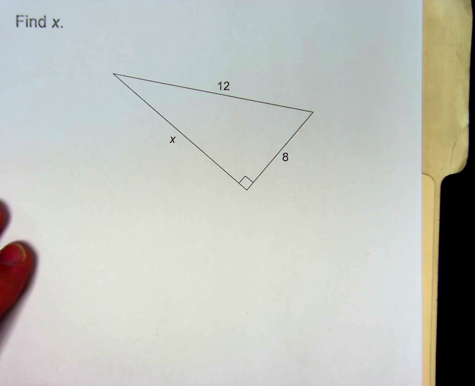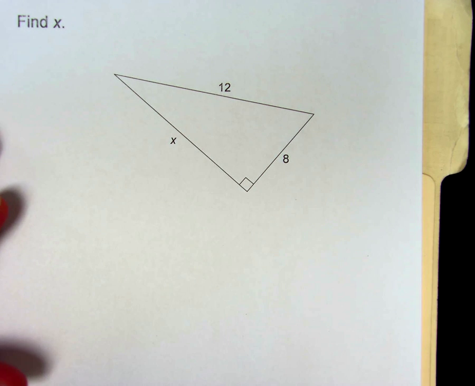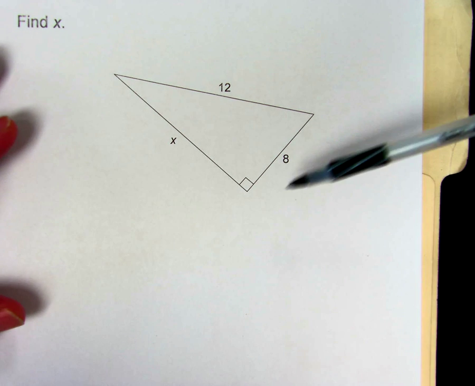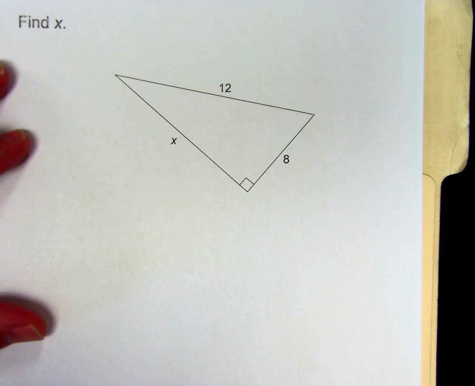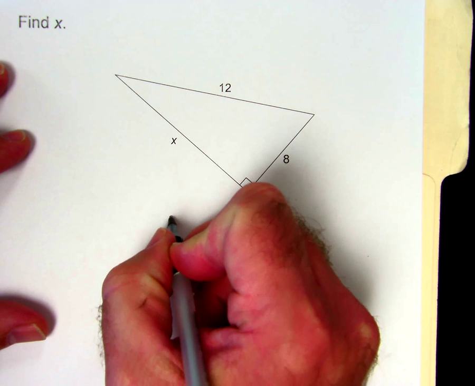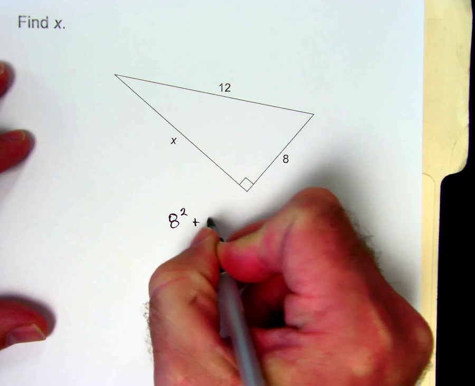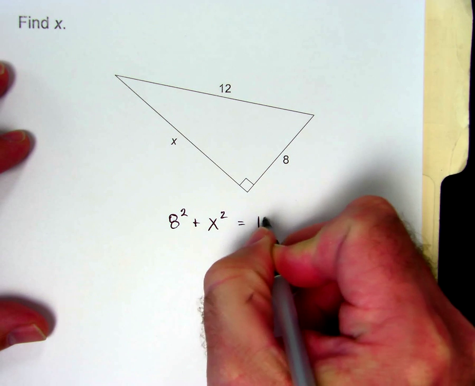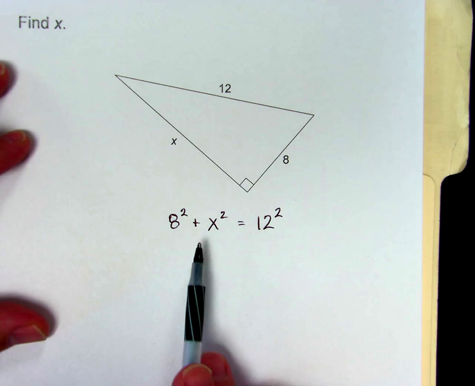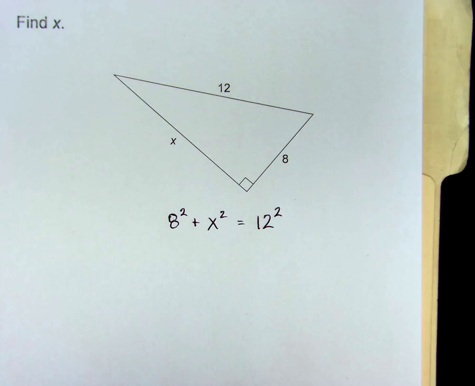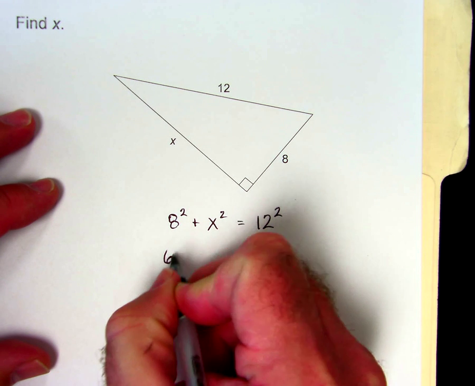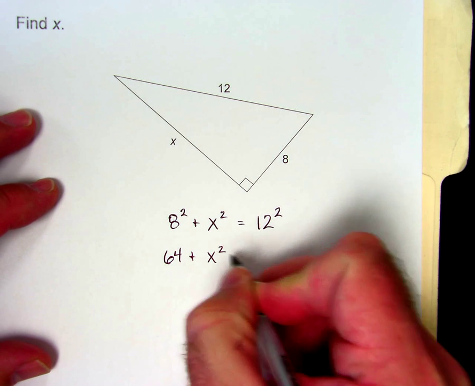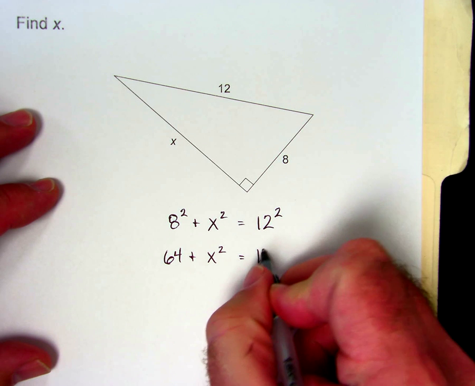Here's a second example. In this case, x is the length of one of our legs. We have a right angle here, so 12 is the hypotenuse. So in this case, we could write an equation: 8 squared plus x squared is equal to 12 squared. I could have had the x squared first and then the 8 squared. Doesn't matter. So 8 squared is 64. 12 squared is 144.